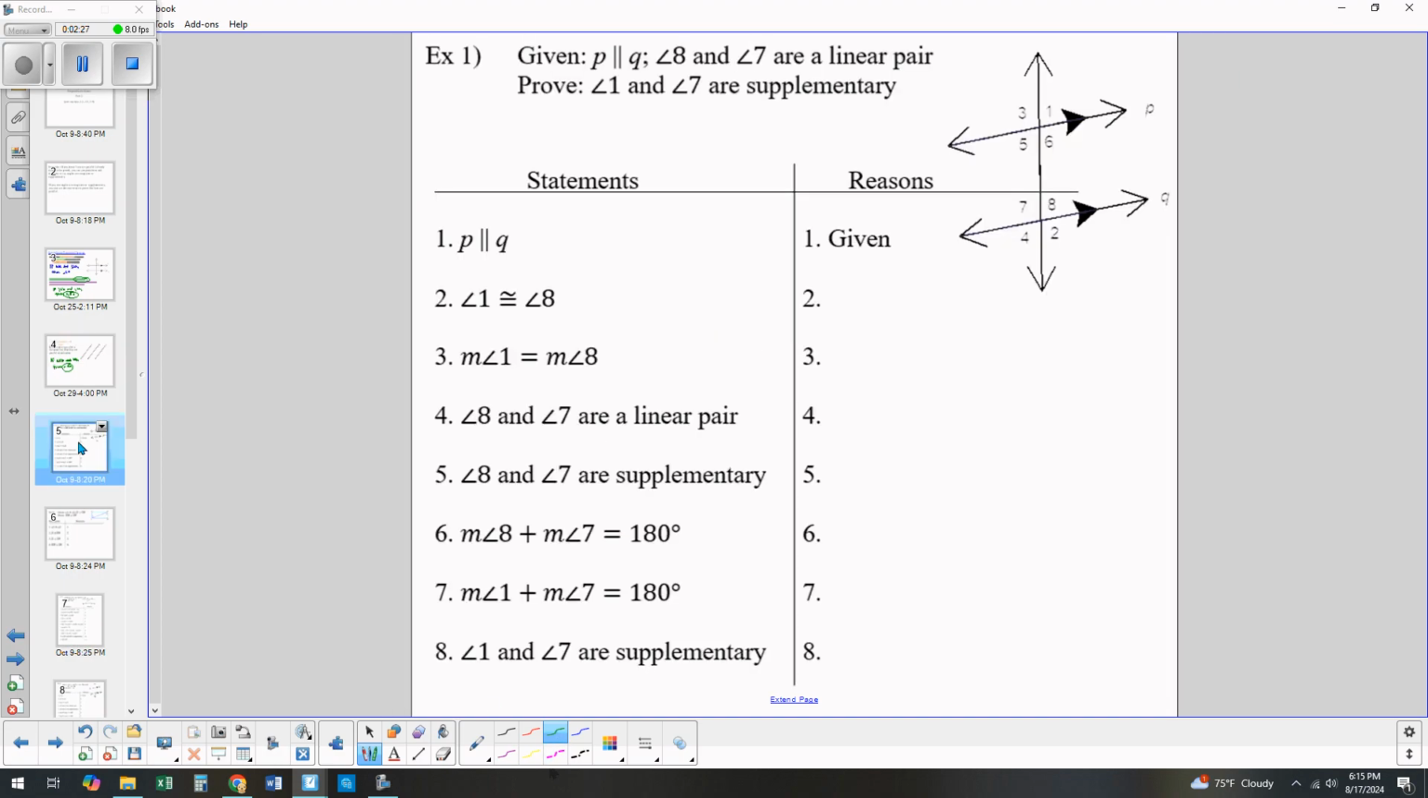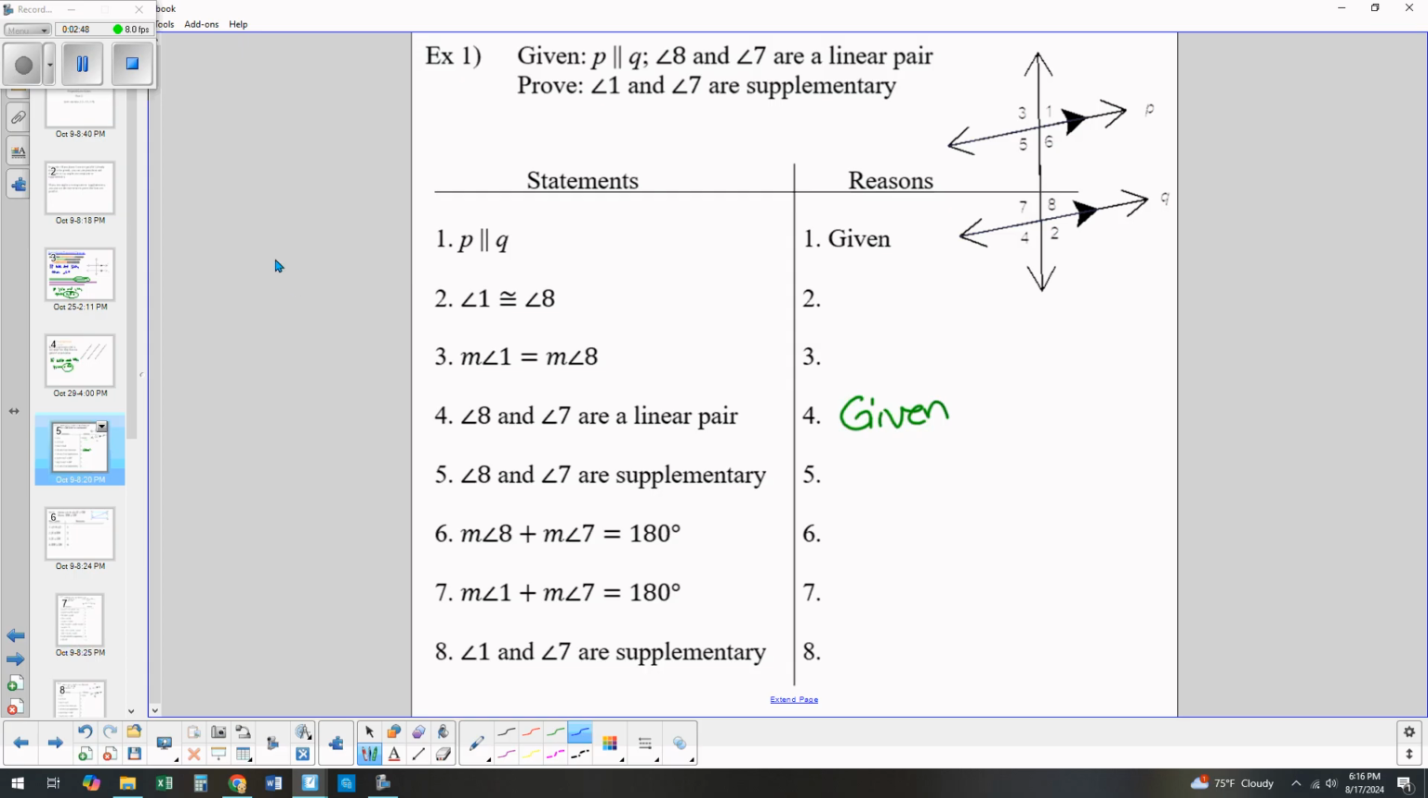So let's get into it. Example 1. Remember, our first step is to make sure everything that was given to us is marked as given. They already have given written as the reason for number 1, but I see that there are two givens up here, that P is parallel to Q, and that angle 8 and angle 7 are a linear pair, which is here at step 4. So I'm going to fill that in as given as well.